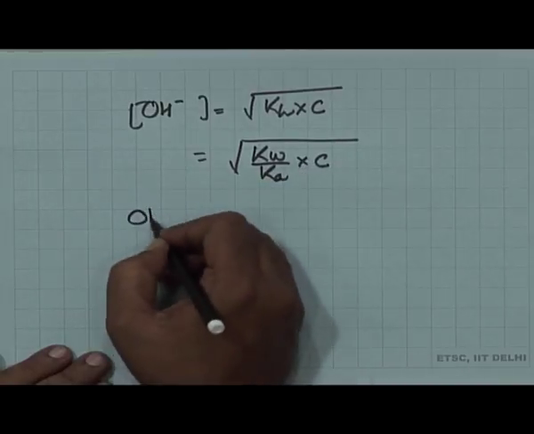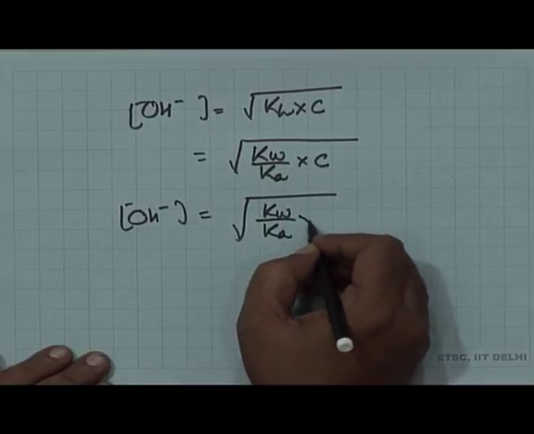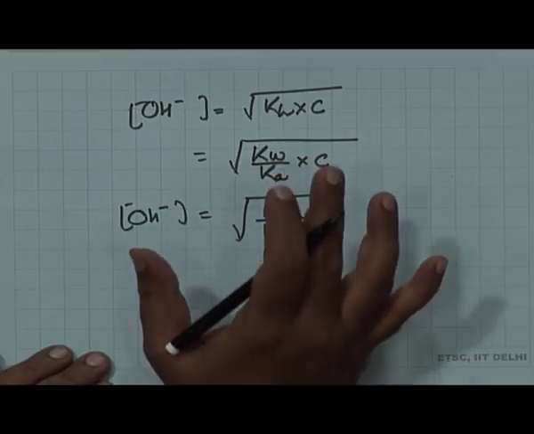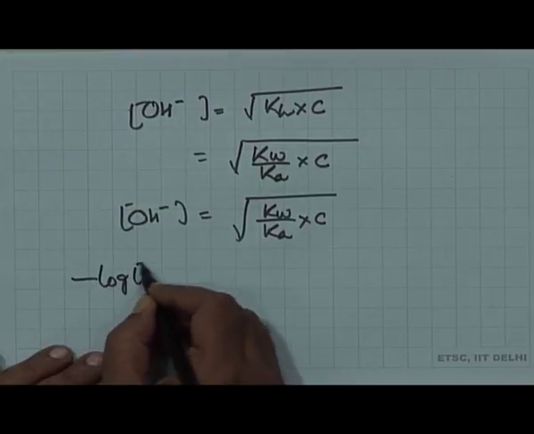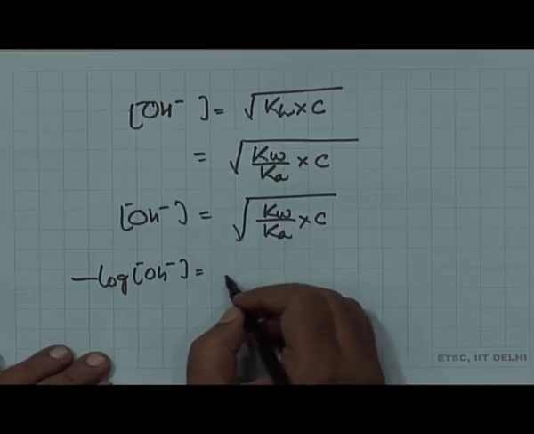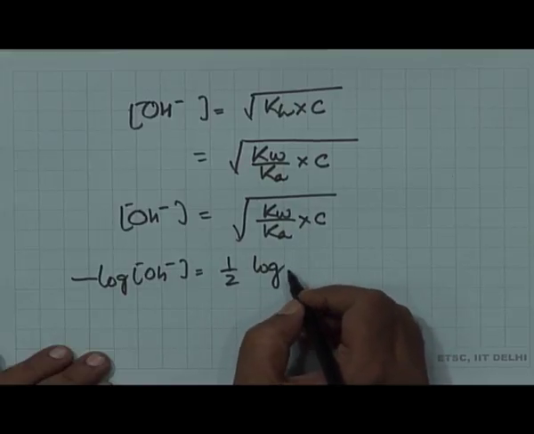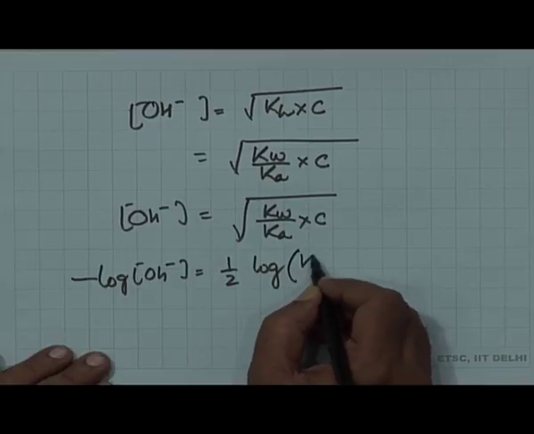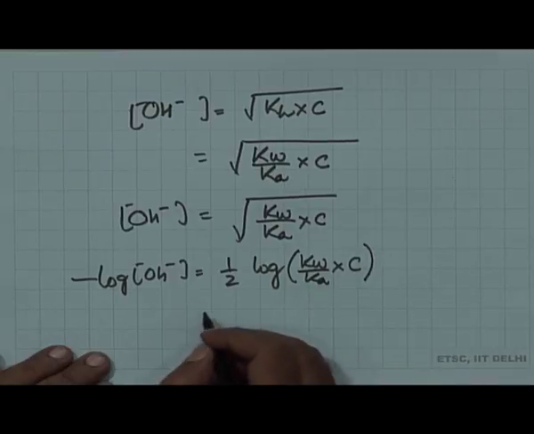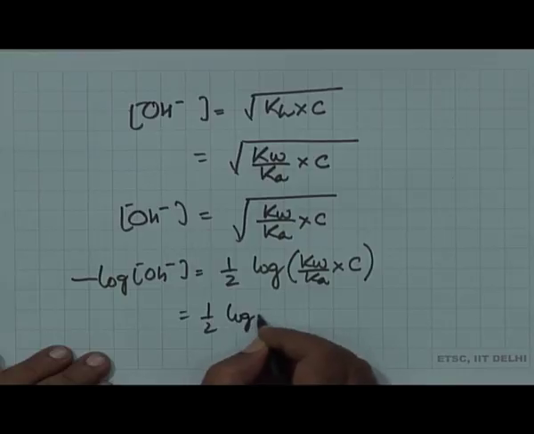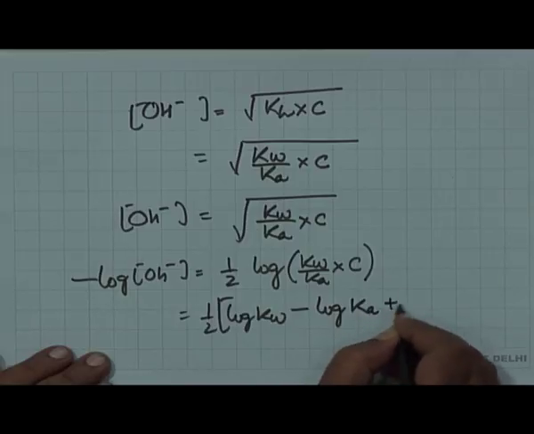So, this equation, OH minus ion concentration equals the square root of Kw by Ka into C, can be used to calculate the pH of the solution. We can do that here: minus log OH minus is equal to half log of Kw by Ka into C. So, half log Kw minus log Ka plus log C.